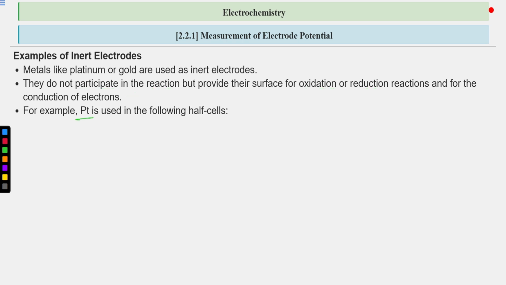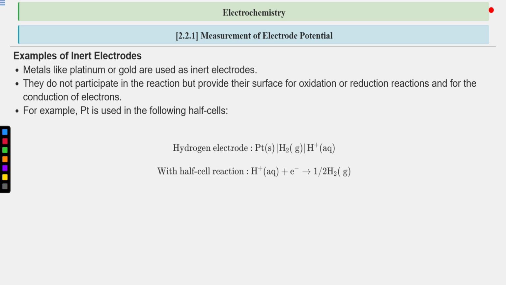For example, platinum is used in the following half cells. This is the hydrogen electrode, where we use platinum, H2 in the gaseous state and H positive in the aqueous form. It is associated with the half cell reaction H positive plus electron giving half of H2, that is, H positive gaining an electron and becoming hydrogen gas.